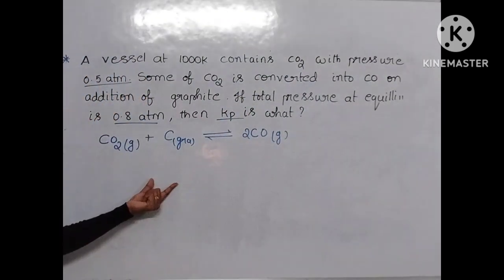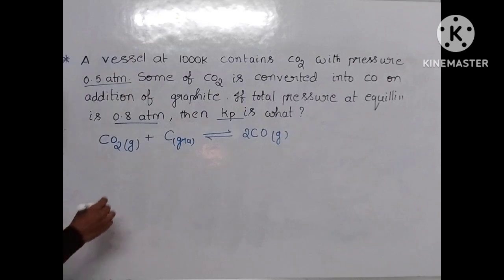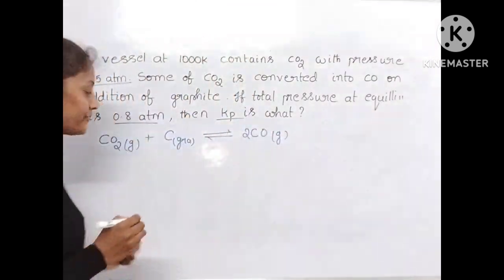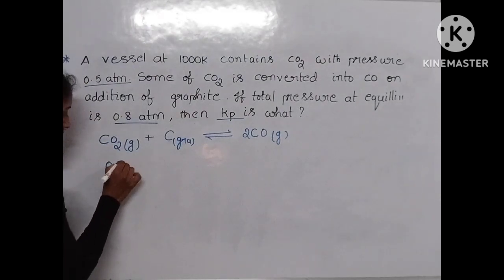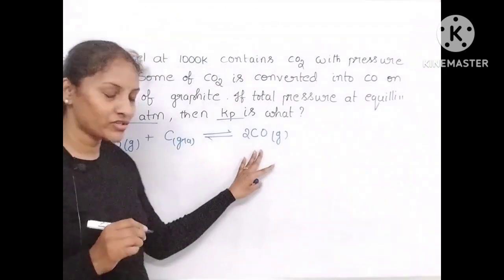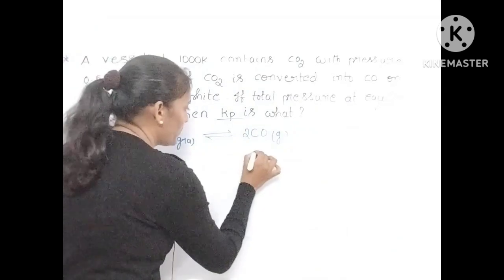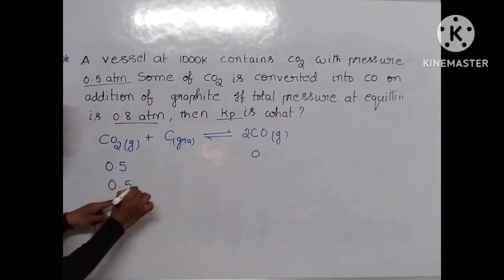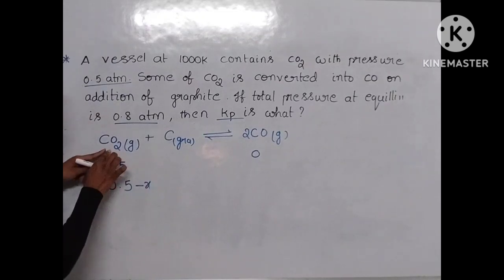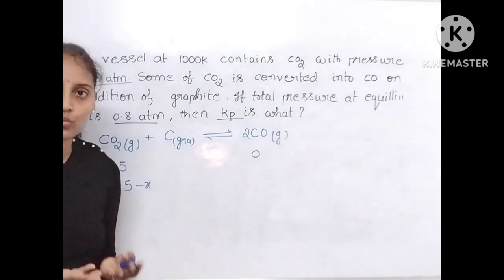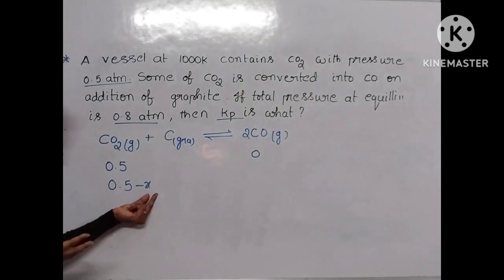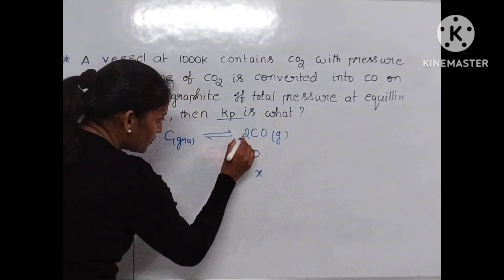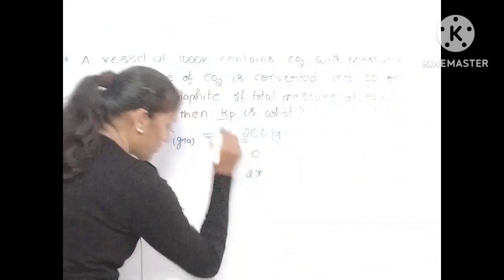Okay, this is the balanced equation. Here it's already mentioned the initial pressure is 0.5, so you can write 0.5. At the initial stage the pressure of CO is 0. So then after some time, some amount of CO2 is converted into CO. That amount we don't know, so just imagine some x amount is going to be converted into CO. So that is x. Here 2 moles is there, so then you can multiply with 2.